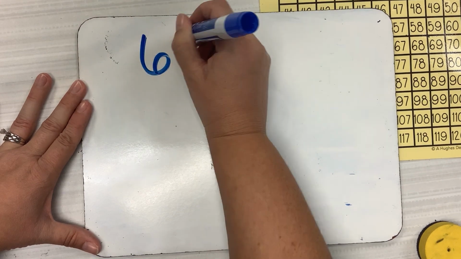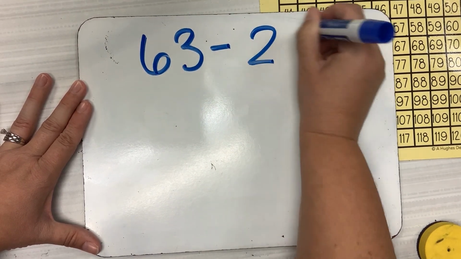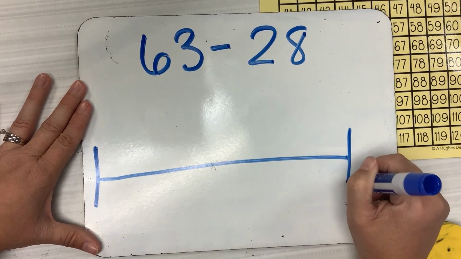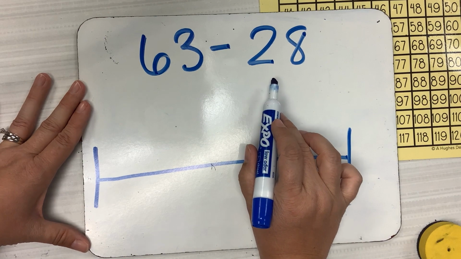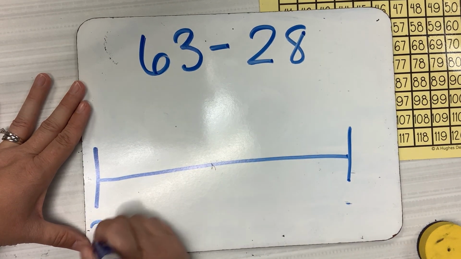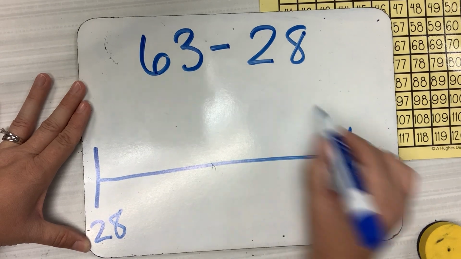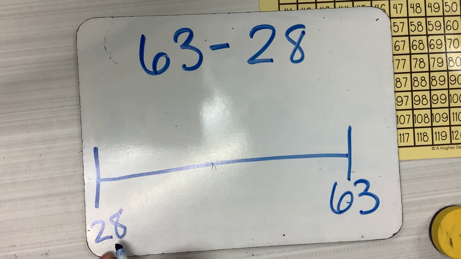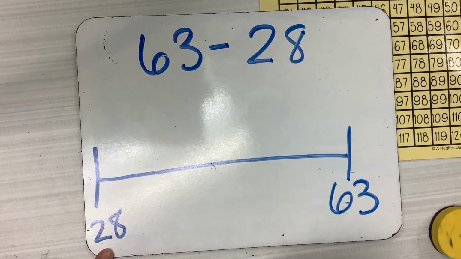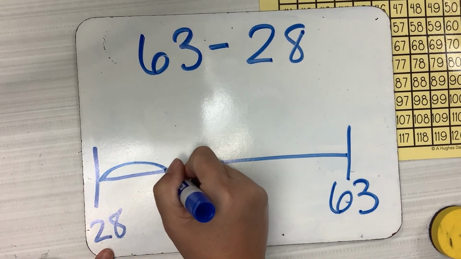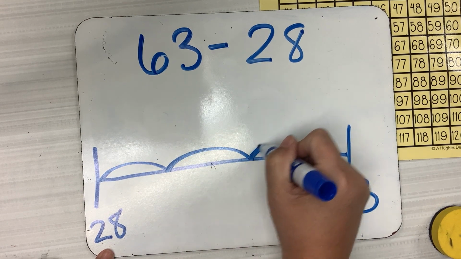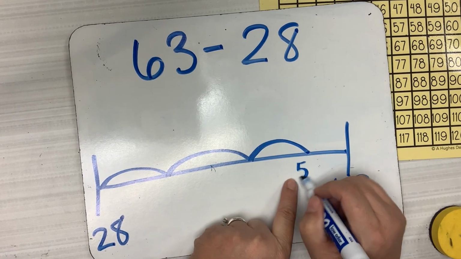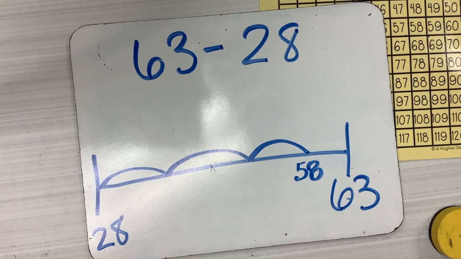We're going to do 63 minus 28. We're going to make an open number line. Draw my smallest number at the beginning, my big number at the end. I'm going to count by tens until I would go too far. 28, 38, 48, 58, 68 would be too far. So I'm going to stop at 58.